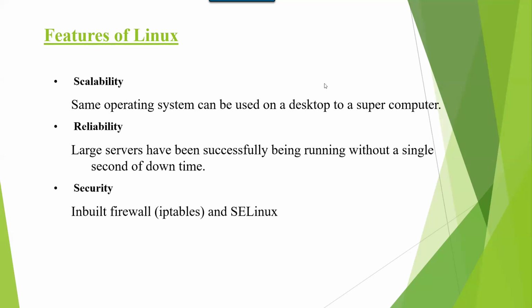And SE Linux is there, Security Enhanced Linux. IP tables are used to secure networking files. SE Linux is used to secure local files. So if you want, you can enable firewalls or you can disable firewalls. Firewalls we have in Windows also. This is one reason: inbuilt IP tables are there, firewalls are there.